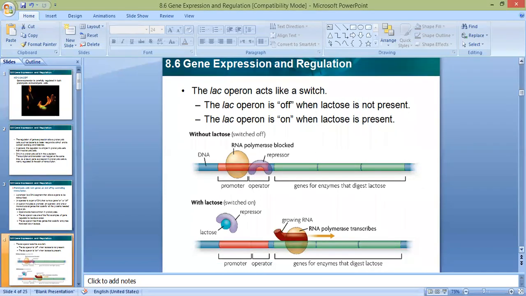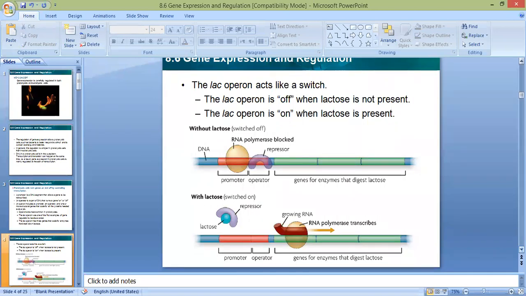But if the lactose is present in the cytoplasm of the bacteria, now we need to do transcription for the genes that make this protein, lactase, to break down the lactose. So in the cytoplasm, the lactose will start to bind to the repressor protein and it will change its shape so it cannot bind to the operator, and the RNA polymerase will be free to move and to start the transcription of the genes for making the protein lactase.